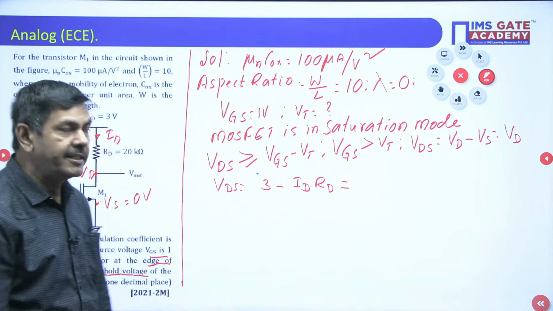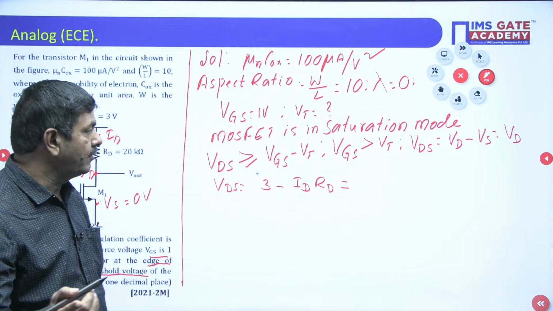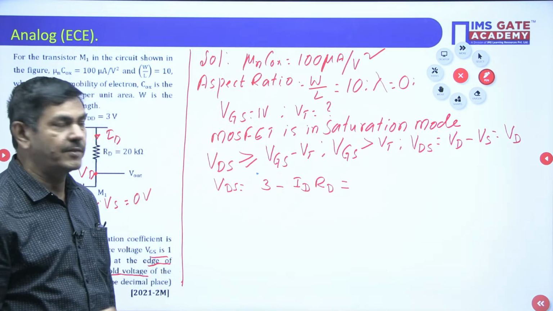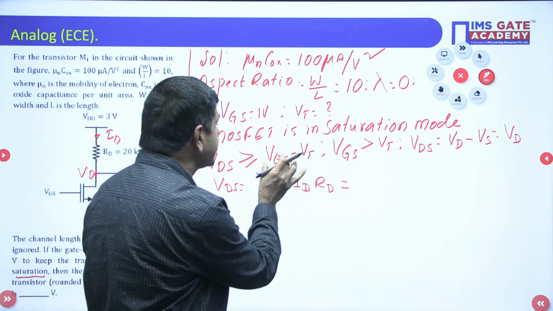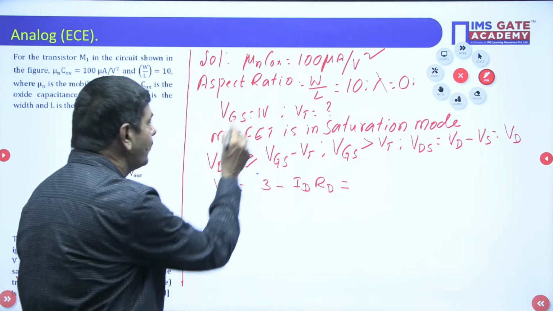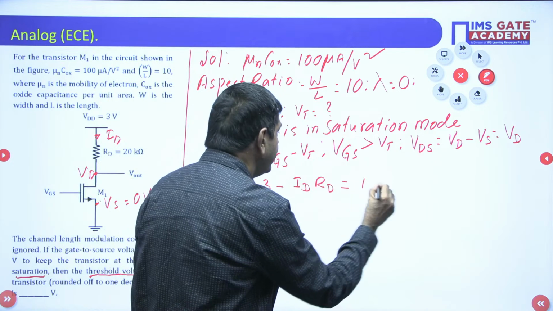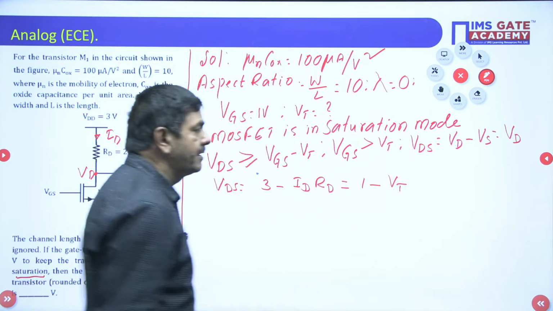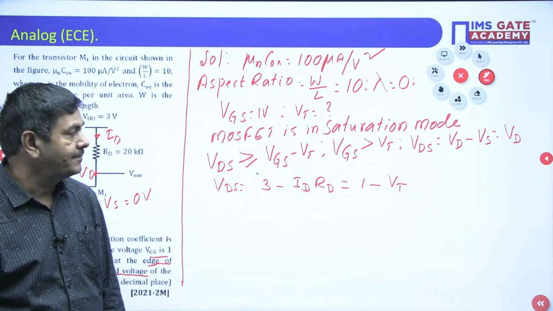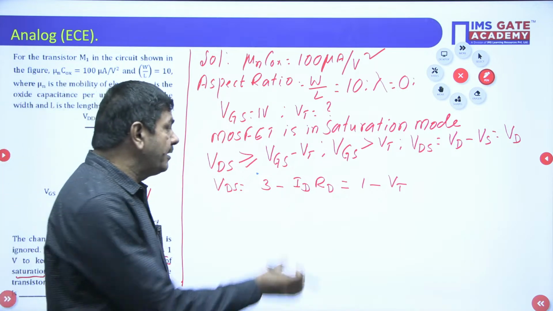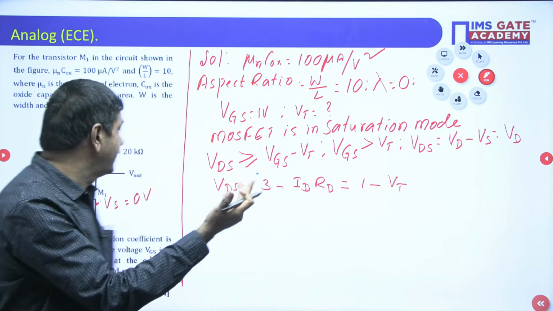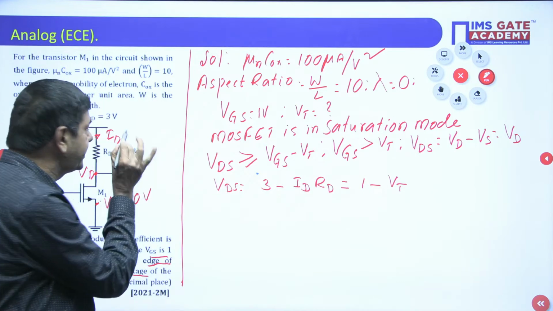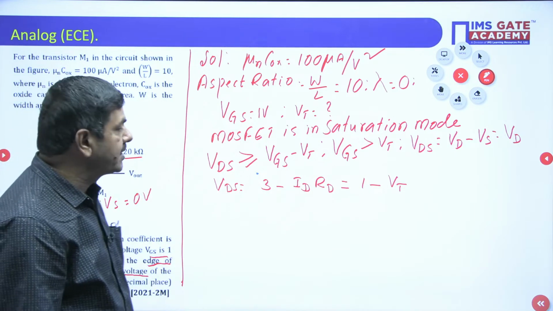Why are you using equal to, sir? The reason I said already: it is at the edge of the saturation only. VGS is given in the problem, 1 volt. VT, the threshold voltage, is to be calculated. That value is required here. RD, the drain resistance, is given as 20 kilo ohm, so directly I can use that value.